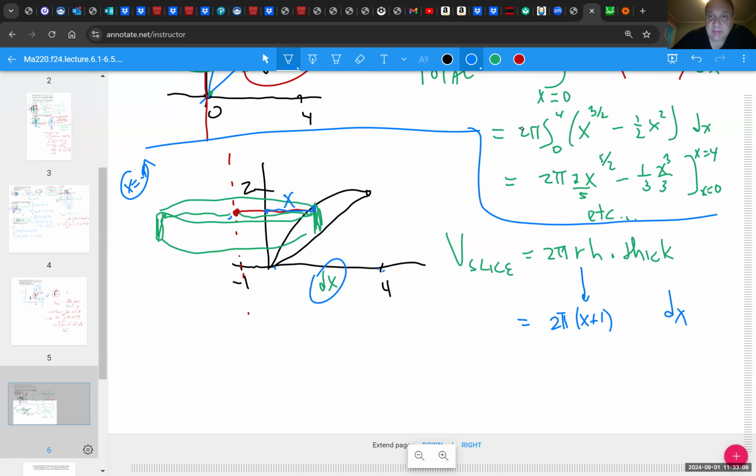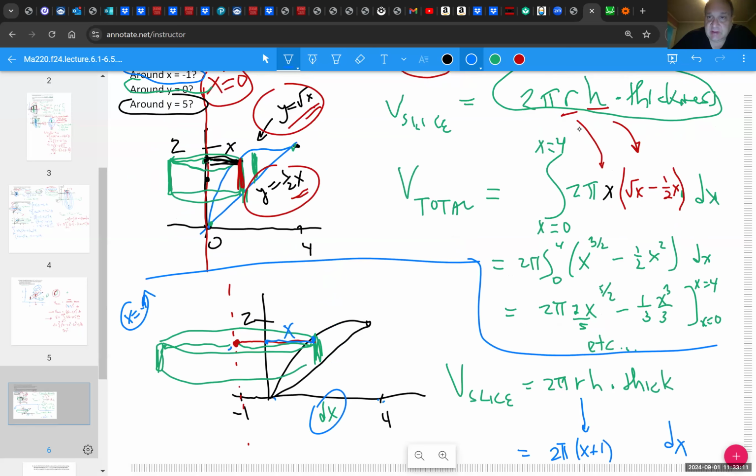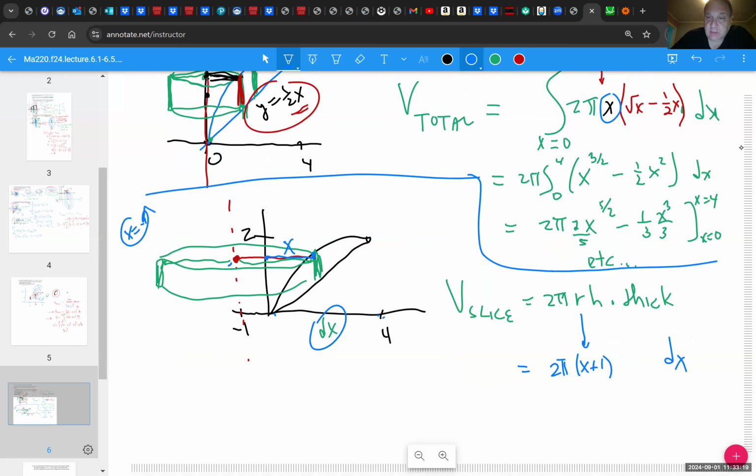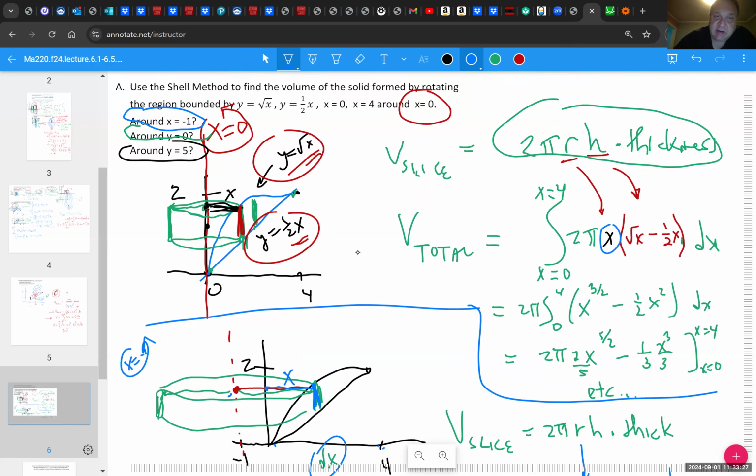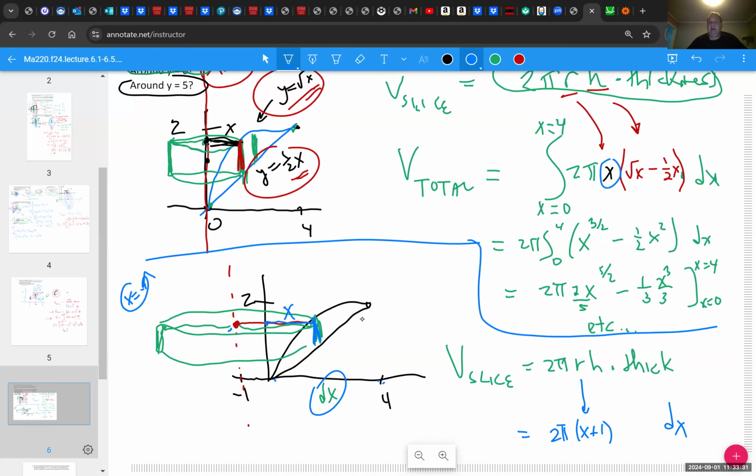In the previous problem, you might notice that the radius was just x. Now it's 1 bigger because we've gone further. What about your height? Your height goes from here to here. That's just the height of the rectangle, the same as in our previous problem. The fact that we're rotating around -1 did not change the height of the rectangle.